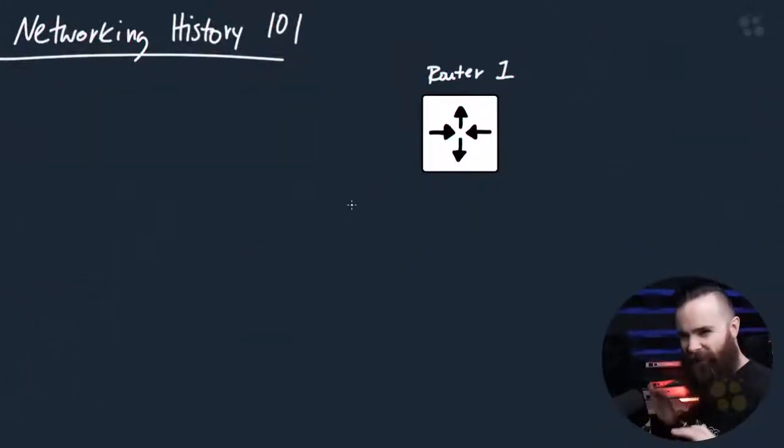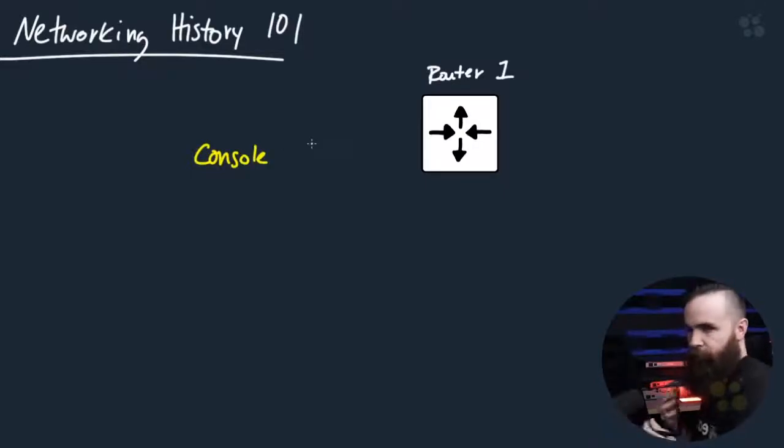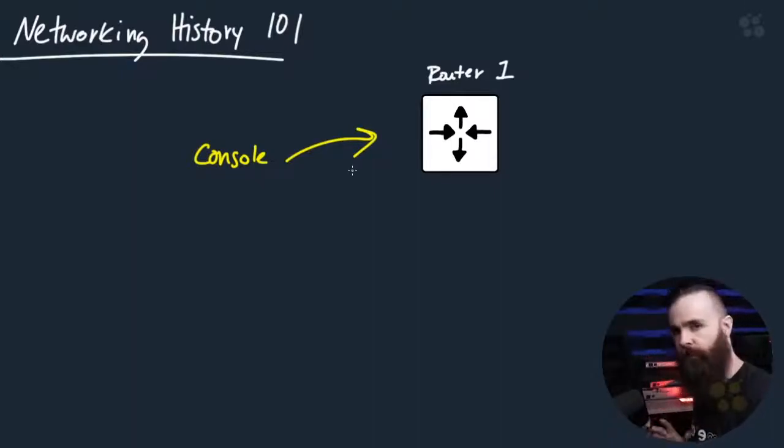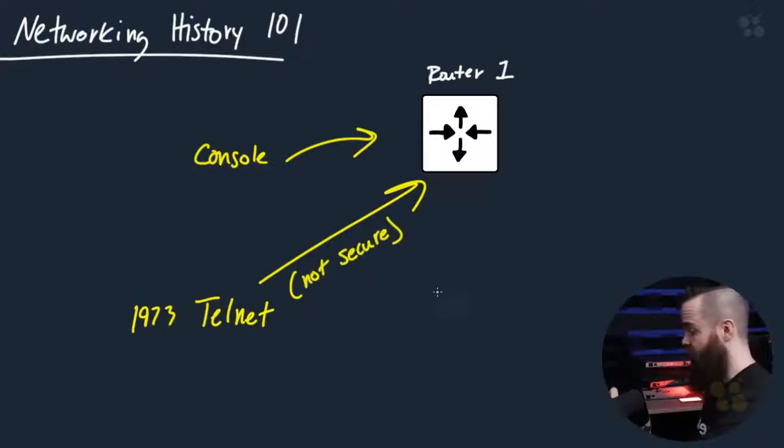So first, I'll just get this out of the way. We know we have console. We'll always have console. We'll always need some sort of way to physically connect to our devices when they're not on the network yet. So he's always going to be there lurking in the shadows. Telnet, established in 1973. It's how we remotely connect to our routers and our switches. What's the big glaring problem with Telnet? It's not secure, right?